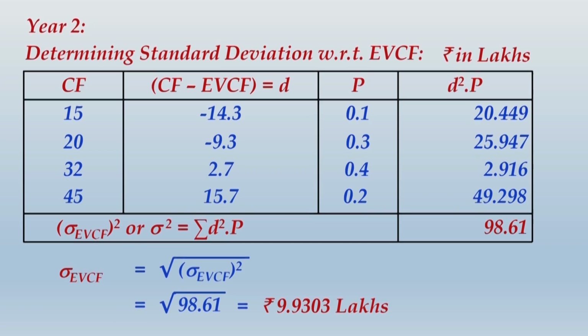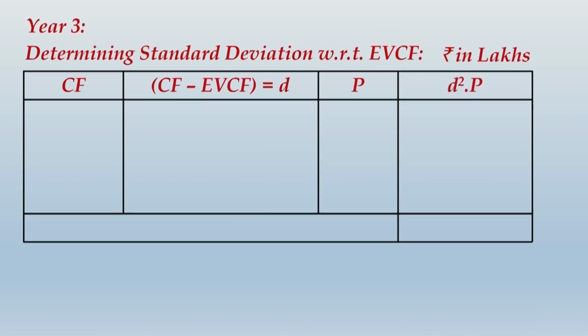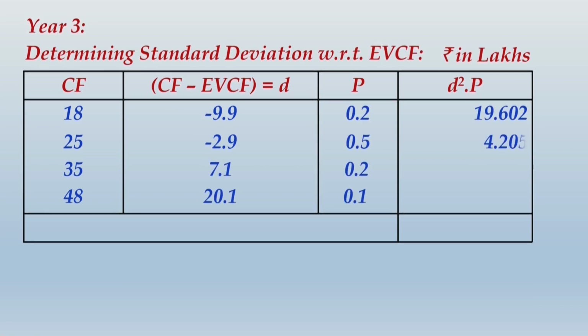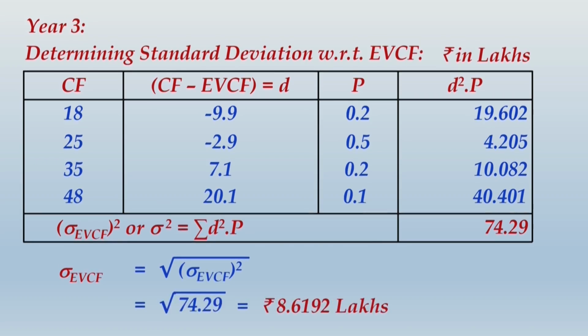Alright friends, once you have completed this entire working, let us move ahead and do the same thing for the third year. For the third year again, you compute the standard deviation with respect to EVCF. So plot the cash flows, identify the deviations, plot the probabilities, and then compute D square into P. Take the summation which gives you the variance with respect to EVCF, and the square root of the same would give you the standard deviation with respect to EVCF. That comes to rupees 8.6192 lakhs. So write up this entire calculation and then I take you ahead.